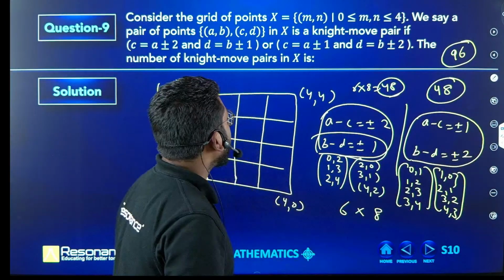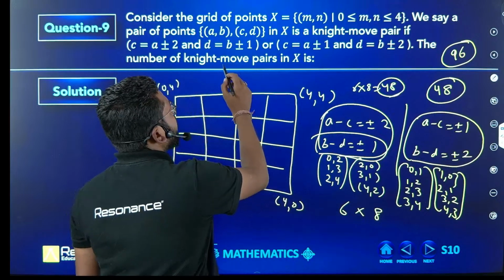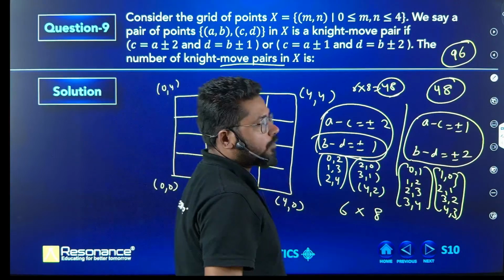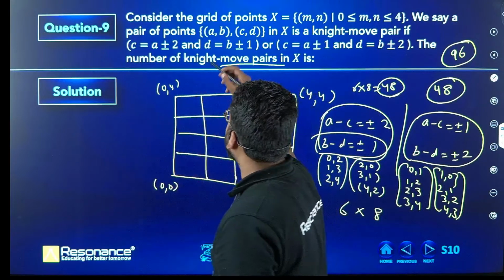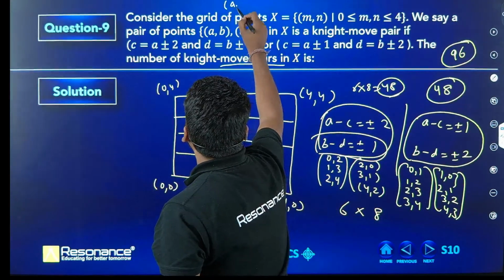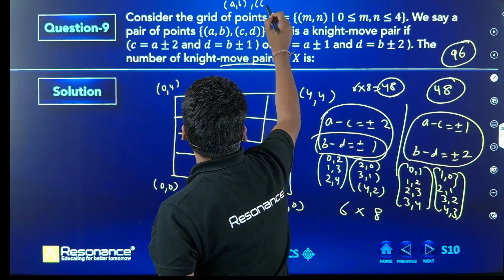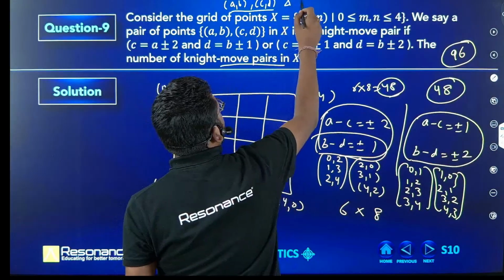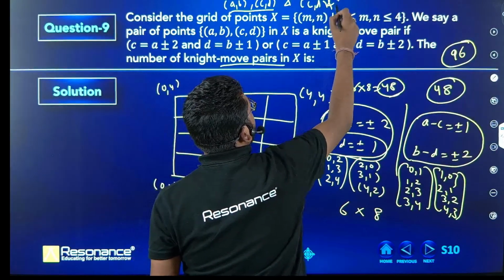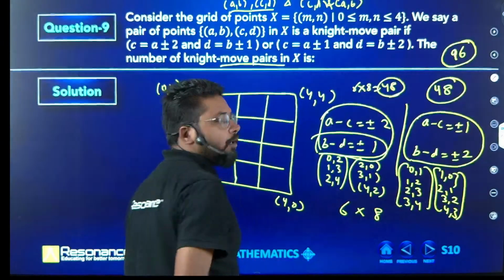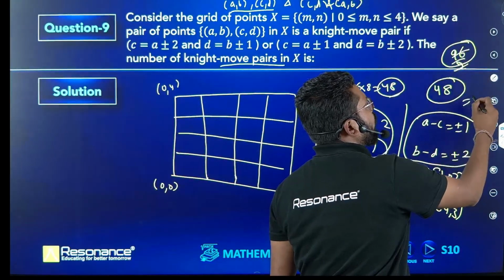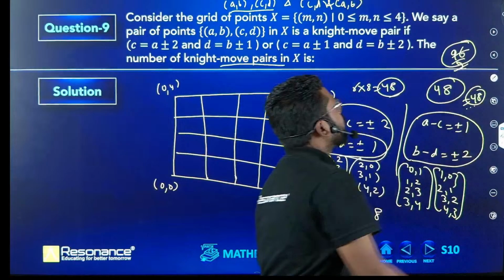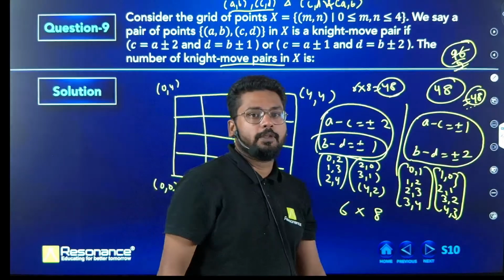But we can see that in this question it is saying move pairs, normal pairs, not ordered pairs. Like (A, B), (C, D), this is a pair, and (C, D), (A, B) is also a pair. But because it is not ordered, we have to halve it, 96 by 2. So overall it is 48 pairs. So overall it is 48 number of moves in this.